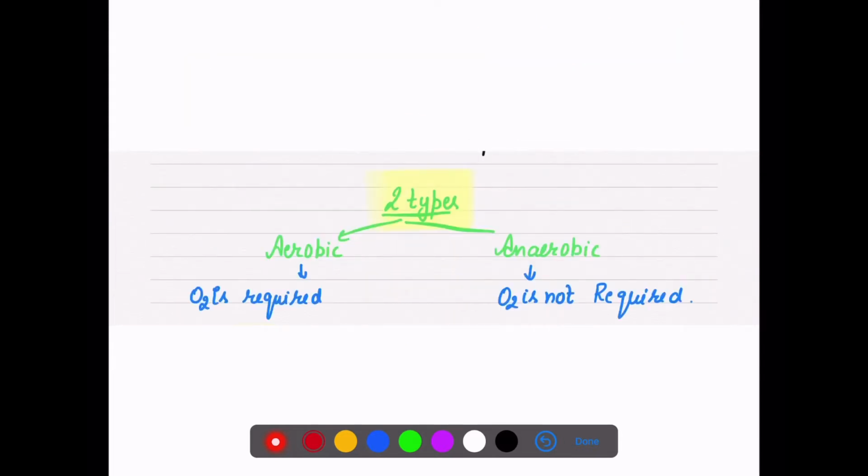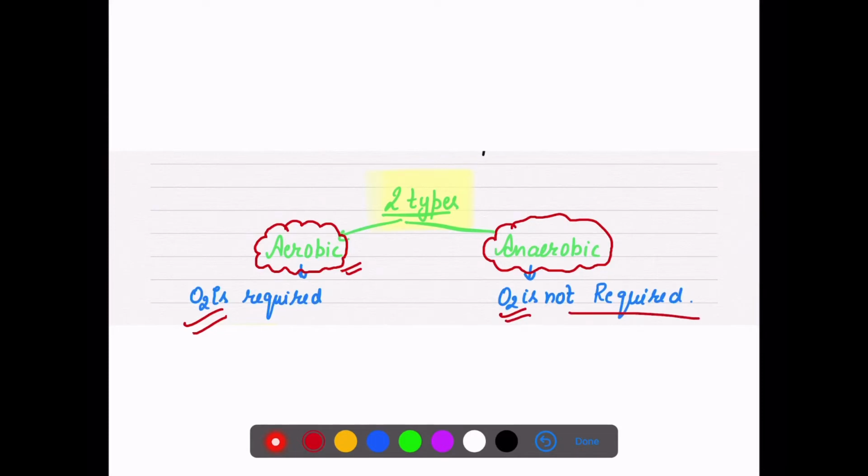Two types of respiration we always discuss, that is aerobic and anaerobic. Aerobic means the type of respiration when oxygen is required, like we are aerobic organisms, right? Anaerobic occurs in us only during strenuous, continuous exercise, when there is a little anaerobic portion in the muscles. Otherwise we inhale oxygen. And anaerobic is when oxygen is not required.